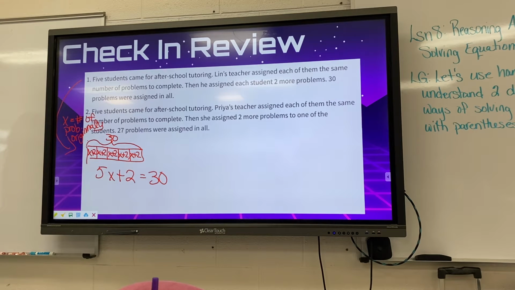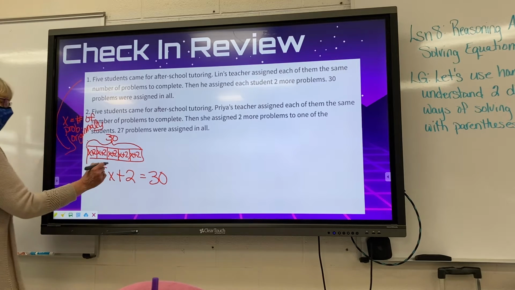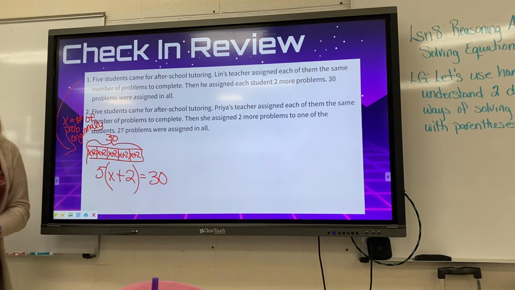He said, I'm pretty sure he said 5 times x. I did. 5 times x is 5x. Don't you need to put the X plus 2 in parentheses? Yes. See the difference between the two? It's a big difference, isn't it? Everybody see that? Okay, so that's the equation that goes with that.